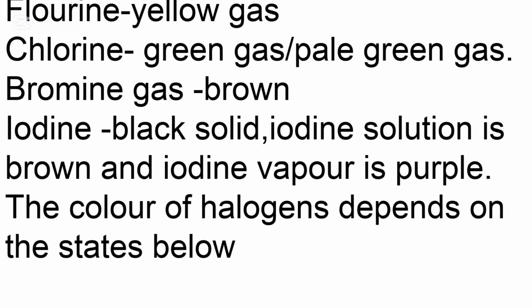For example, fluorine is a yellow gas. Chlorine is a green gas, or you can just say pale green gas. Bromine gas is brown. Iodine is a black solid. In the solution form, it is brown, and in the vapor form, it's purple. The color of halogens depends on the states below. Let's look at some of the states which describe the colors of halogens.